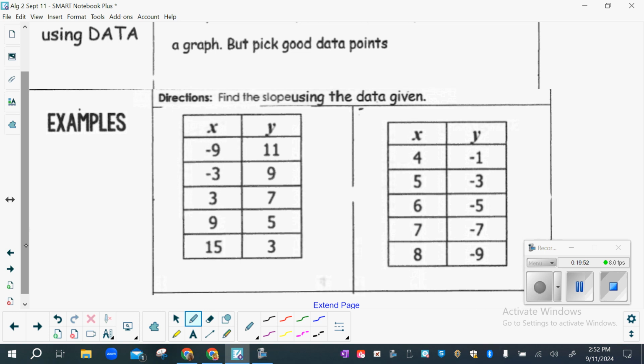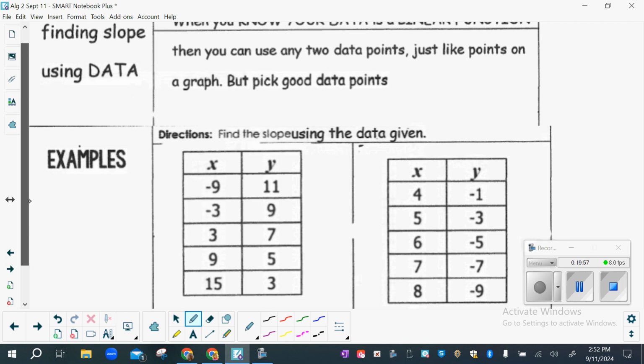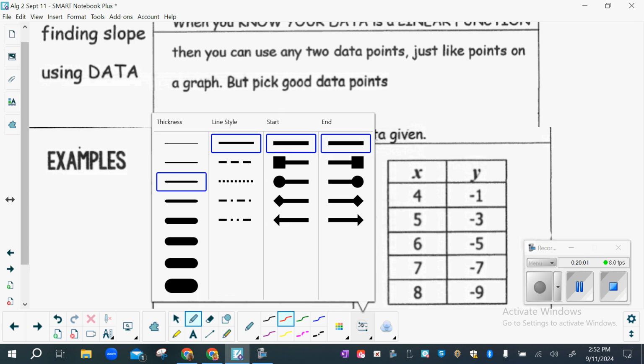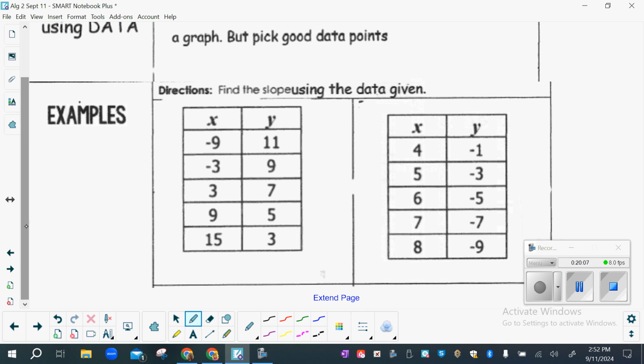It says we can choose any two points. Sunny just said 3 and 7, 9 and 5. Good choice. Why are those good points to choose? No negatives. We don't want to deal with those negatives.